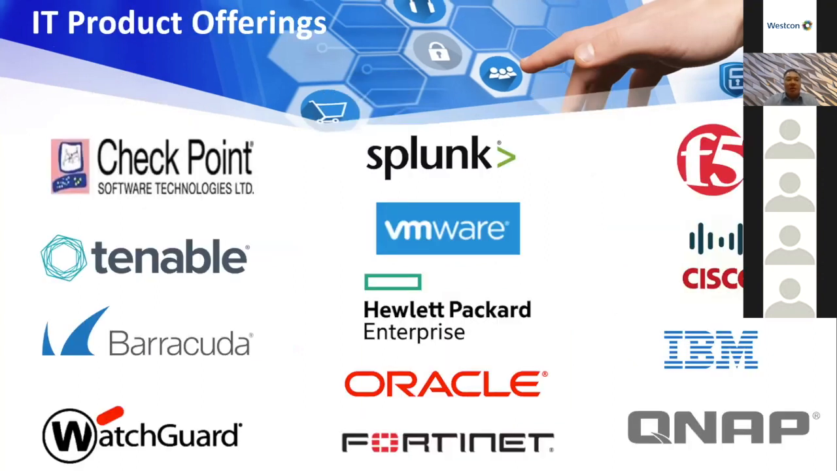Okay, just to go through a few IT products that we carry. In terms of network firewall security, we do carry Checkpoint. That's our main firewall that we've been carrying since 2013. We have other big data analytics and AI, which is Splunk. And we also carry F5 products, which is the main highlight for today in this webinar. And other products that we carry are like Tenable, VMware, Cisco, Barracuda, Oracle, WatchGuard, Fortinet, and so forth.